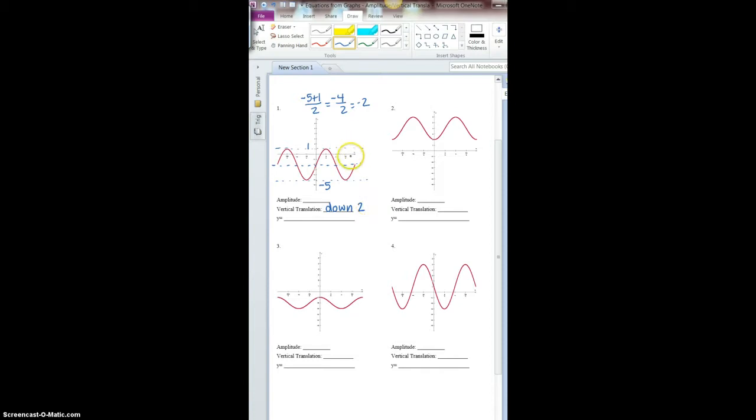Now, amplitude is the distance from the maximum to the middle or from the minimum to the middle. And we can see that there are 3. The amplitude is going to be 3.